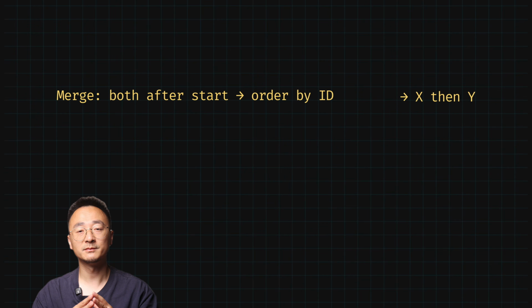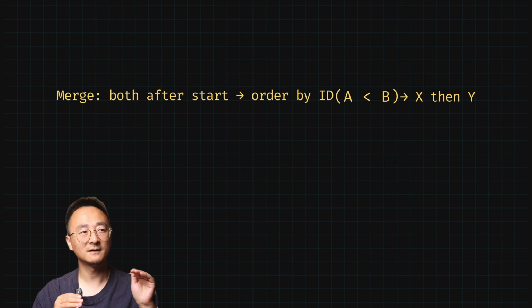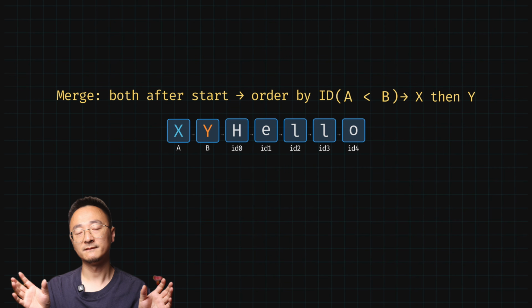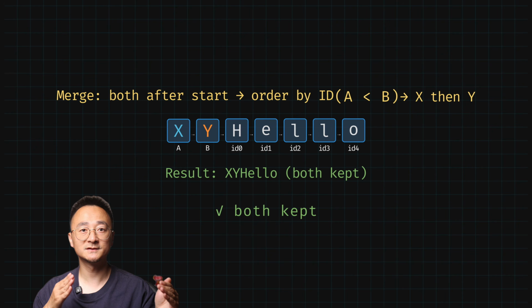To resolve this deterministically, we use a tie-breaking rule based on their unique IDs. For example, if ID A is less than ID B, then X_A appears before Y_B. The final structure becomes X, Y, hello. No matter which operation arrives first, the structure converges to the same state. Operations commute because they are defined relative to stable node identifiers, not the shifting index positions.